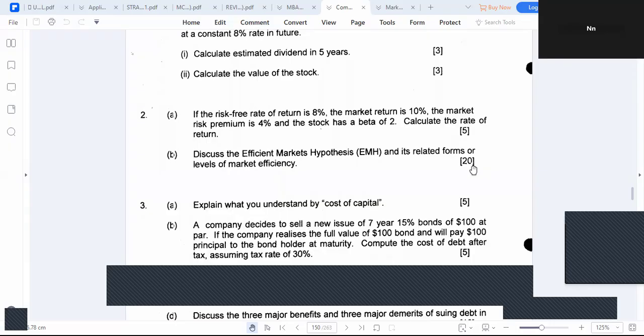Okay. Ever heard of that? No. An important theory that you must know in finance.